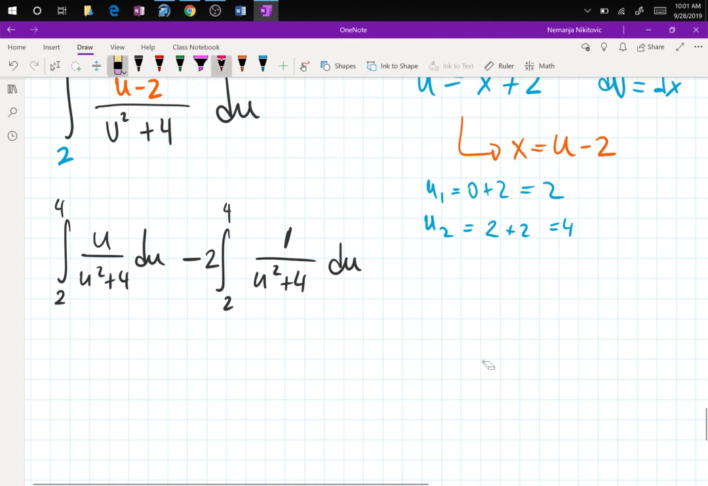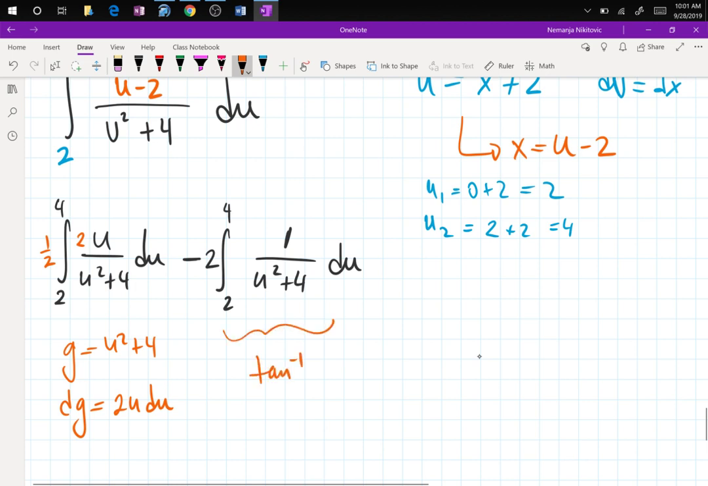Because we can use now, let's go orange. Over here, g equals u squared plus 4. dg is equal to 2u du. So I need a 2 and a 1/2. And this one over here is going to be tangent inverse, because it's in that form.